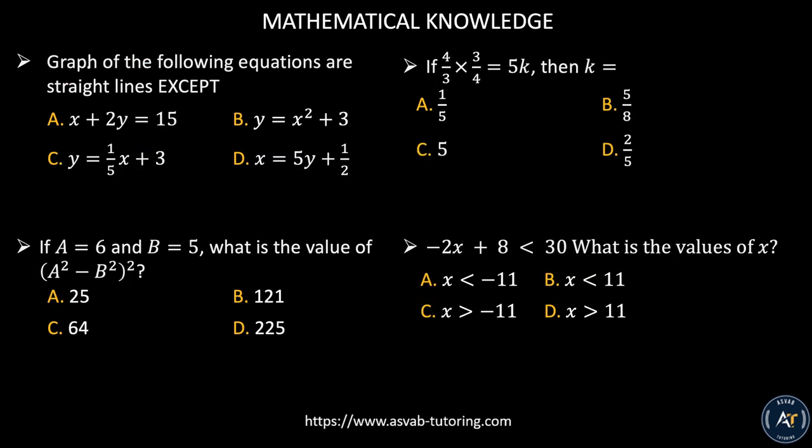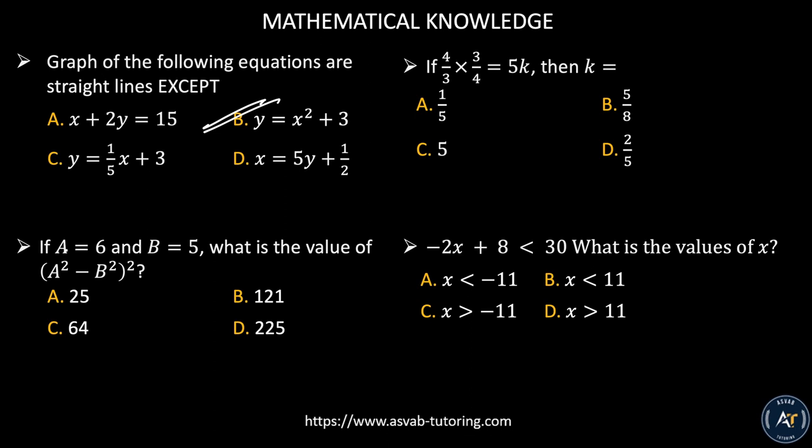Next question, graphs of the following equations are straight lines except. So let me just give you a clue here. Just remember that anytime you see x exponent is more than 1 or less than 1, that is not an equation of a straight line. Okay? So which one has x exponent more than 1? So that is actually option B. So that is the correct answer.